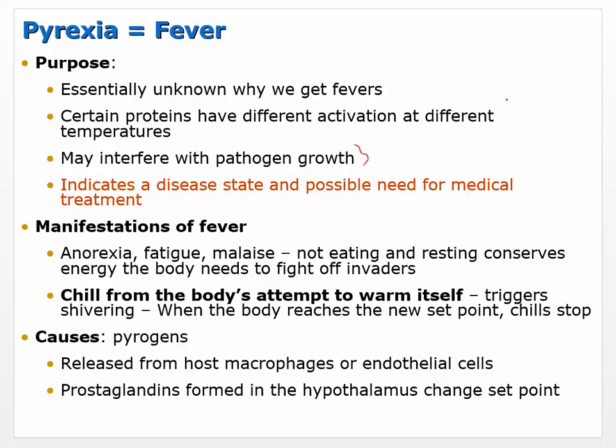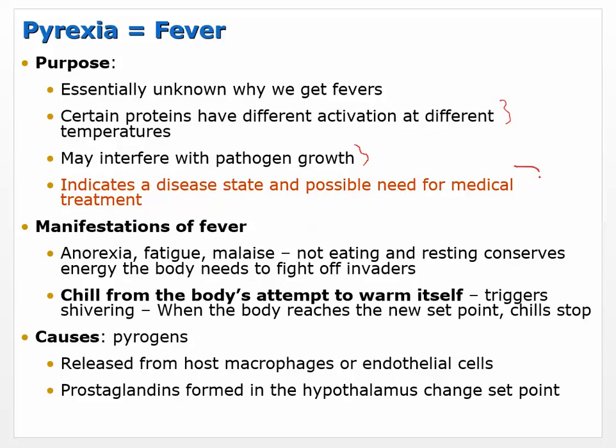There are certain proteins, like heat shock proteins, that will be activated at different temperatures. So if we have an increased temperature, it'll activate these heat shock proteins. Then these heat shock proteins can go on to do something else that may be involved in the healing process. Interfering with pathogen growth may slow them down. Different proteins may work differently, either better or worse.